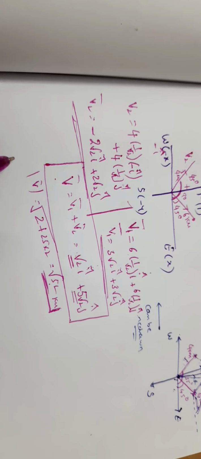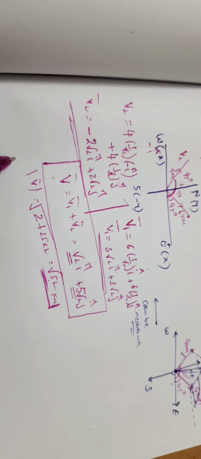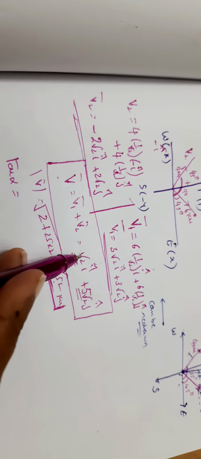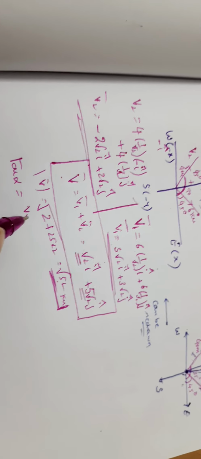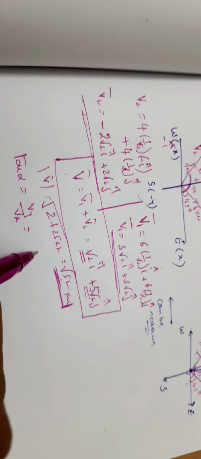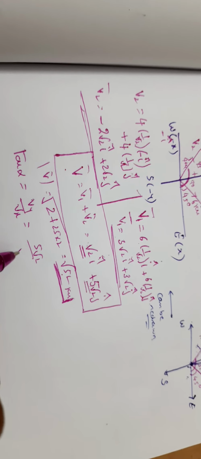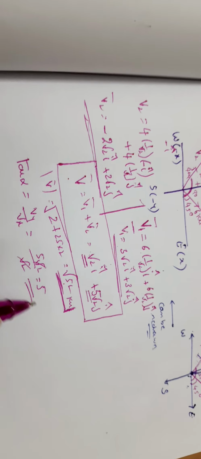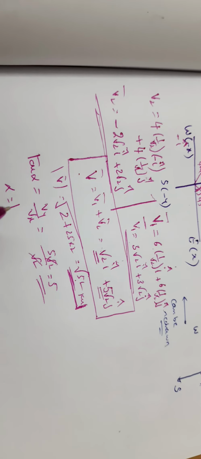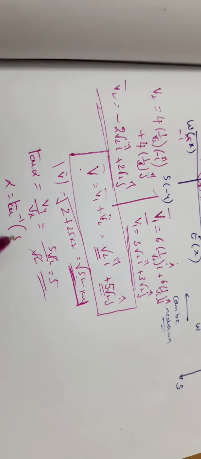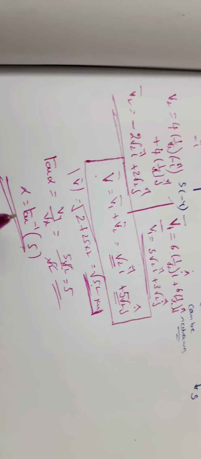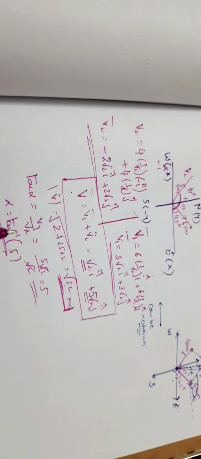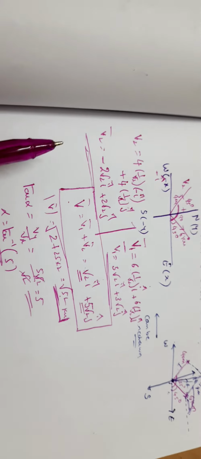So now, knowing the direction, the angle made with the x-axis is tan alpha, which is Vy by Vx, that is the y component by the x component. So tan alpha is equal to 5, or alpha is equal to tan inverse of 5. This is the angle made by the car with the east direction, that is with the x direction. Right?